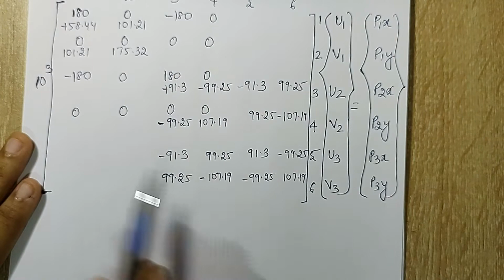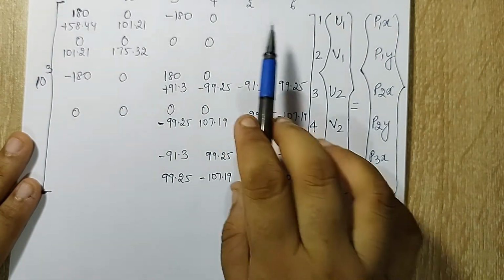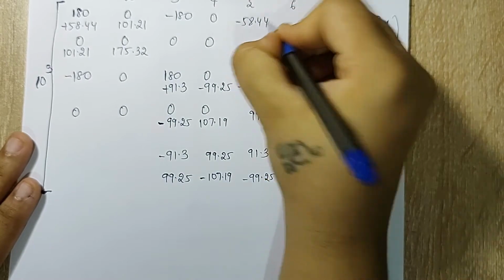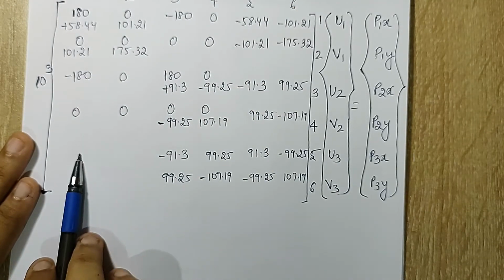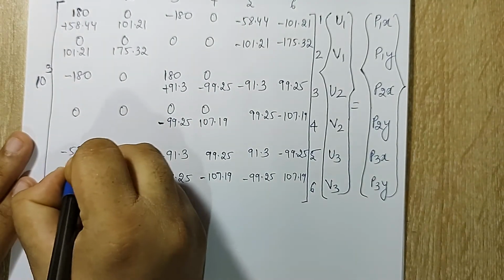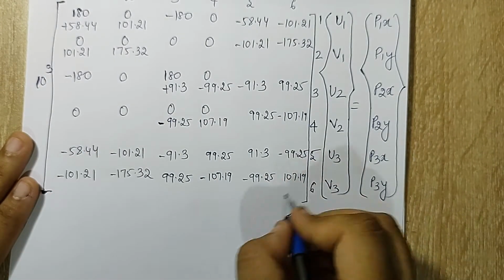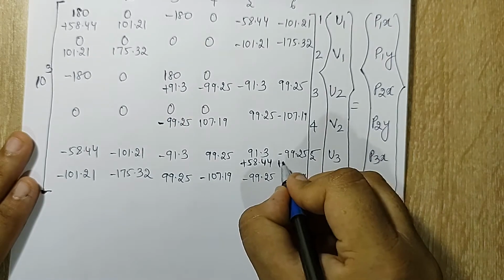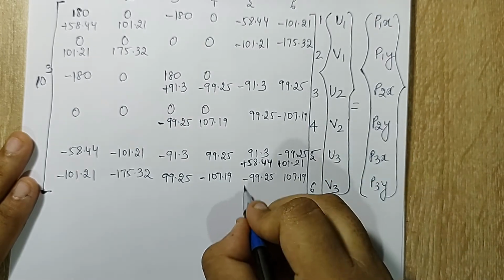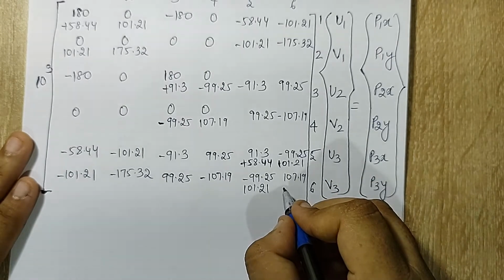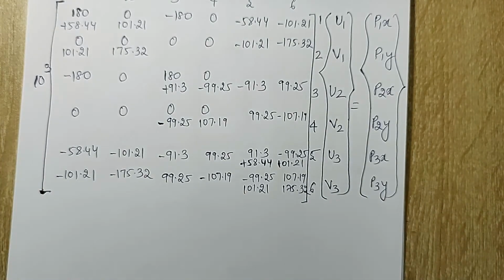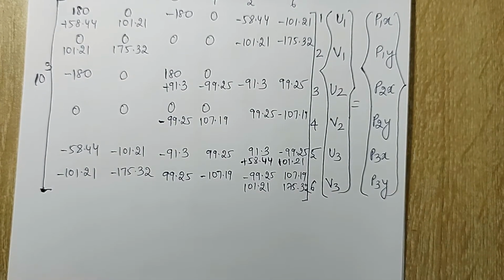So this is just placed here 1, 2, 1, 2. Next I have 4 elements here. So minus 58.44. Next I have here 1, 2, 5, 6. So minus 58.44 and last 4 over here. So plus 58.44, 101.21, 101.21 and 175.32. So this is how you're going to make the GME.